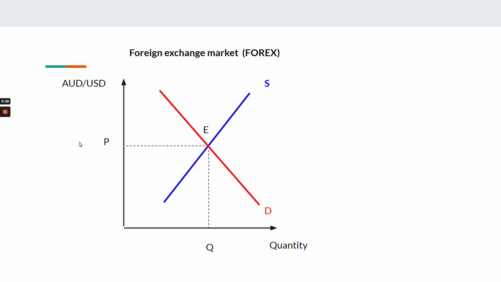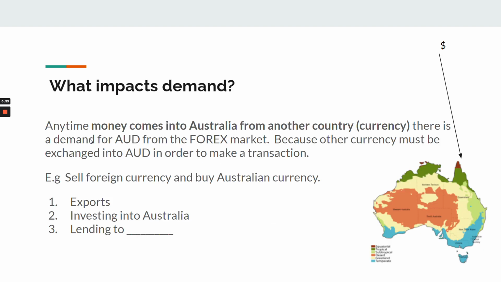Now, VCAA have given us some very specific factors, but first let's just go through the mechanics of demand and supply, because it's a little bit tricky to think about what would actually cause demand or what impacts demand. Now, I've got a little trick for thinking about what changes demand, increases or decreases it. And that trick is that any time money comes into Australia from another country, we're going to assume that it comes into Australia in a foreign currency.